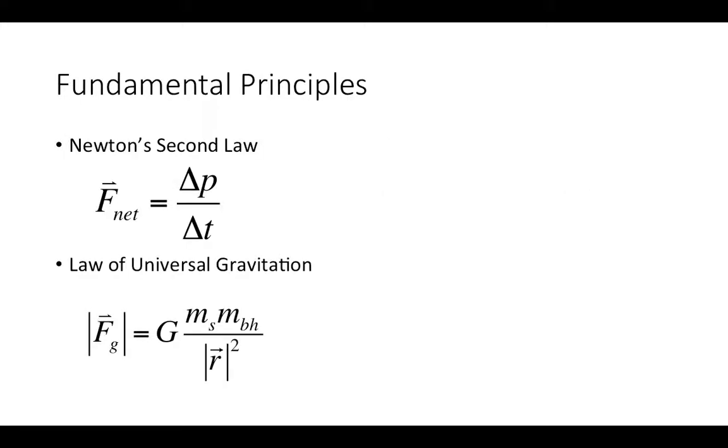The fundamental principles in this lab are Newton's second law and the law of universal gravitation. Newton's second law was used in the form F net equals the change in momentum over the change in time to find the net force on the star, and the law of universal gravitation was used to find the mass of the black hole. I used these fundamental principles when writing my code in Python.